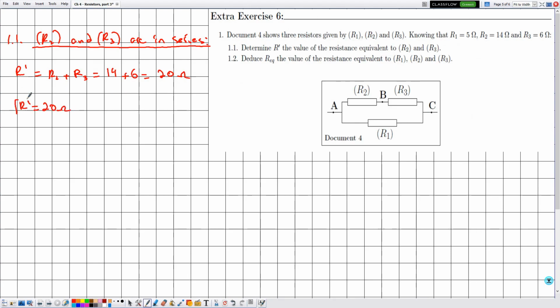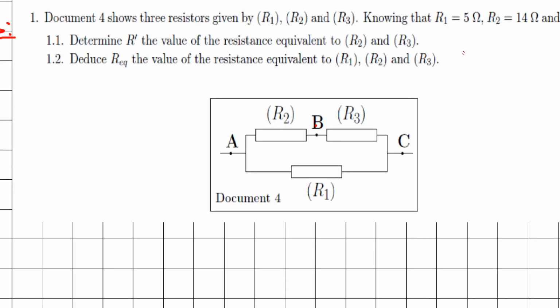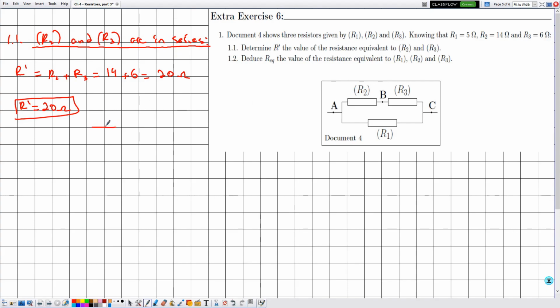And whenever we calculate an equivalent resistance, we need to represent this resistor in the given electric circuit. So notice that R prime is equivalent to R2 and R3, so it replaces R2 and R3. Then the point B will disappear. We still have the point A. This is R prime. And this is R1. Okay, this is the point C.